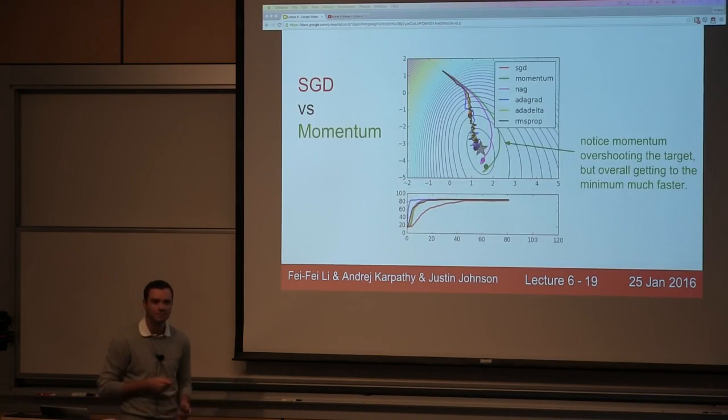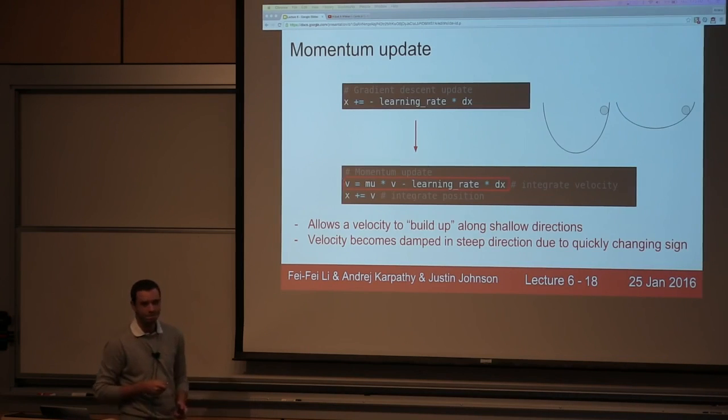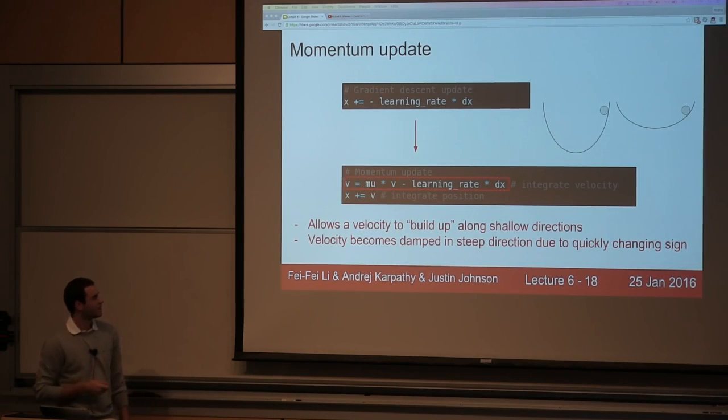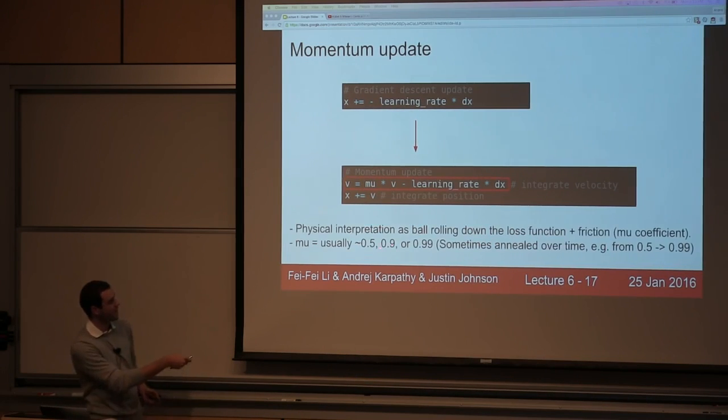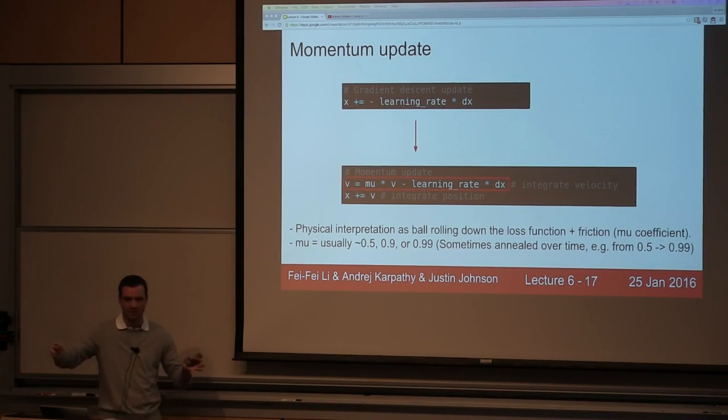Go ahead. Do you typically use one mu for everything, or do you have a different mu for each layer? Yeah, thank you for asking. So do we use a single mu? Usually we do. That's a single hyperparameter, and usually it takes values of roughly 0.5 or 0.9. Sometimes, though this is not super common, people anneal from 0.5 to 0.99 slowly over time. But it's just a single number.